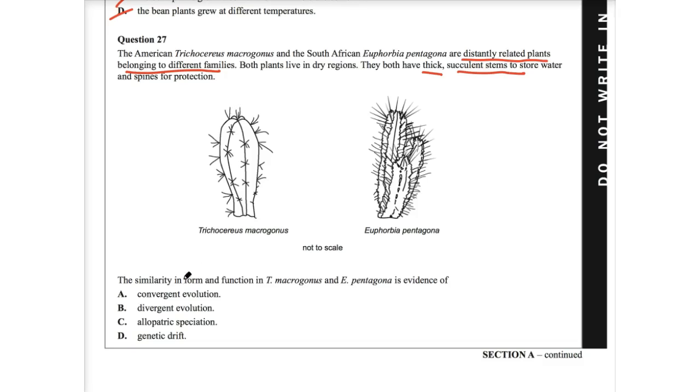So the question here is, the similarity between them in form and function is evidence of what? Because they're distantly related plants, and they belong to different families, but they now have similar form and function, that actually means they've converged on each other. So I get rid of allopatric speciation and genetic drift. They've converged on each other because they were distantly related, but now they have those similarities in form and function, which means they've become similar. The idea of these things coming into one thing, this is the converge. So therefore A is correct.